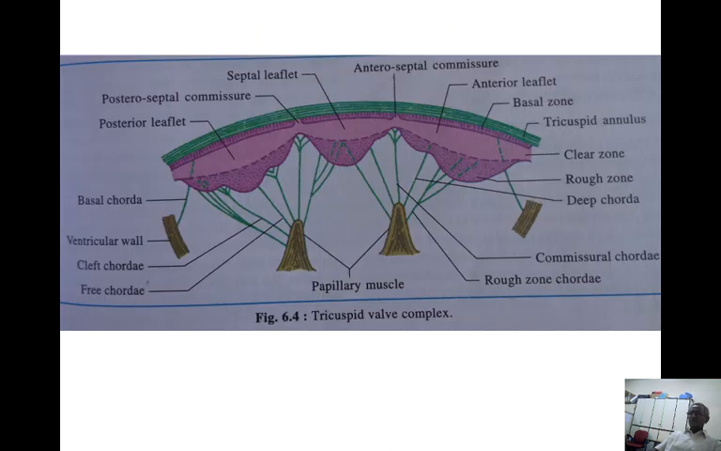So here we are showing this tricuspid valve complex open, wherein we are showing the anterior leaflet very large compared to the septal leaflet and the posterior leaflet. And these leaflets are attached to the annulus. Then each leaflet has a basal zone, a clear zone, and a rough zone, and they are attached to the papillary muscles by chordae tendineae.